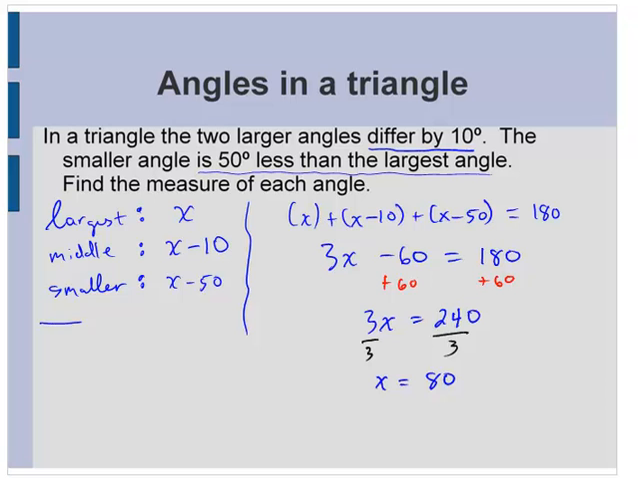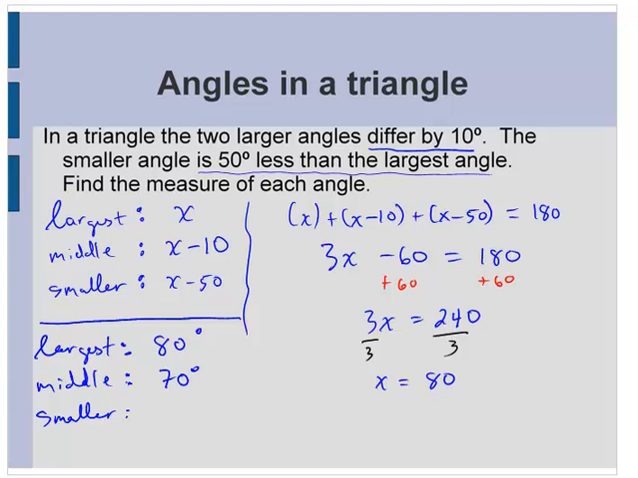So then the largest angle was x, and so that would be 80 degrees. The middle-sized angle would be x minus 10, 80 minus 10 is 70 degrees. And finally, the smaller angle would have been x minus 50, and 80 minus 50 is 30 degrees. I'll just check real quick. 80 plus 70 is 150, and 150 plus 30 is 180, so we have a reasonable answer.